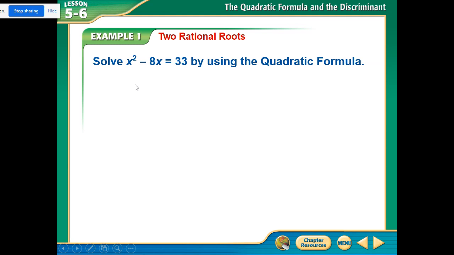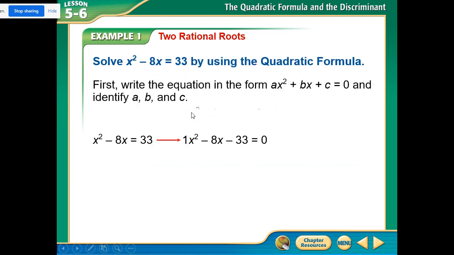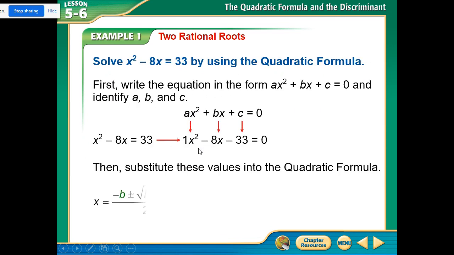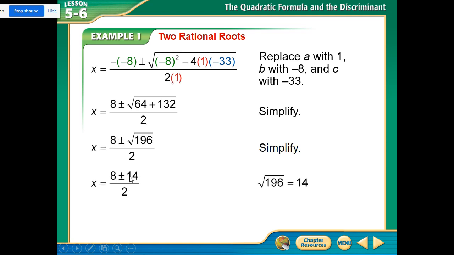In the quadratic formula, let me go back. It's opposite of b. It's negative b. There's a negative in front of that. So when I have a negative 8, there's going to be that double negative, so that's going to be positive 8. And the denominator is 2 times a, or just 2 times 1, or 2. All right. So now I have 8 plus 14 and 8 minus 14, divided by 2.